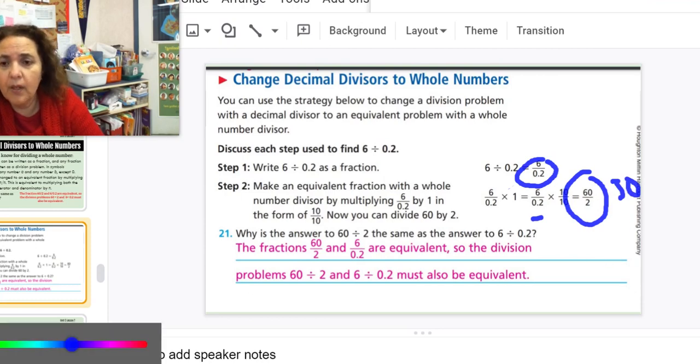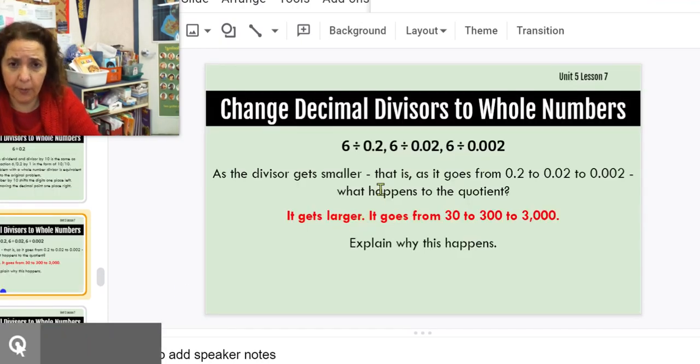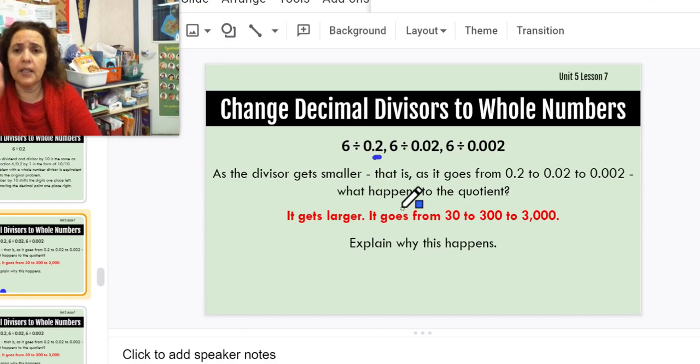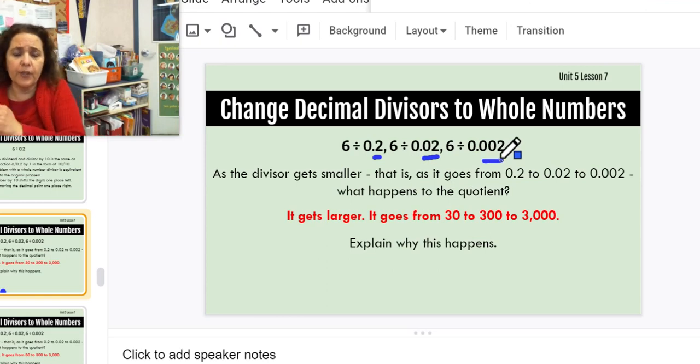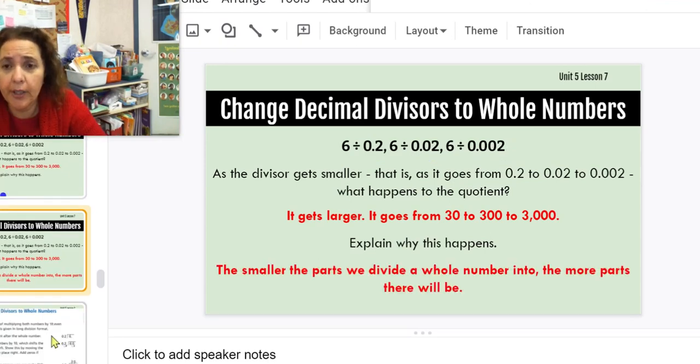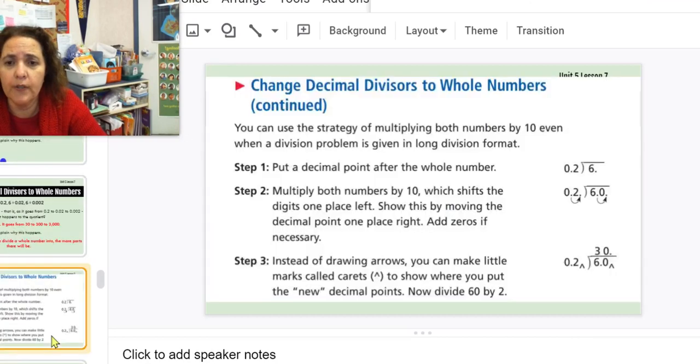Okay? All right. So what's going to happen when we divide by 2/10? The answer is going to get 10 times bigger. When we divide by 2/100, it's going to become 100 times bigger. When we divide by 1/1,000, it's going to become 1,000 times bigger. Okay, so ready for the shortcut? Here's a shortcut for us to do these.